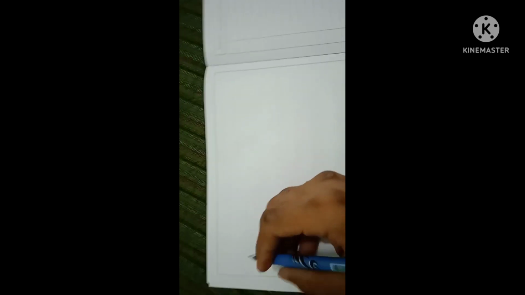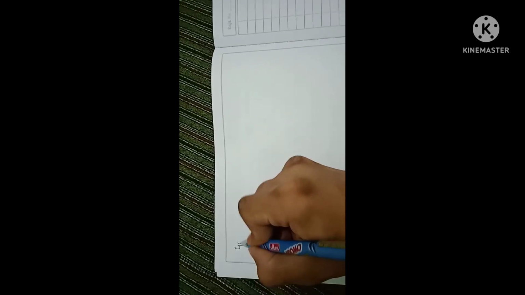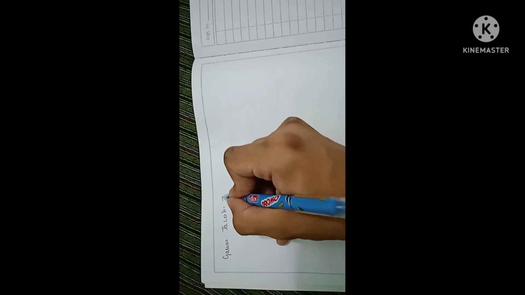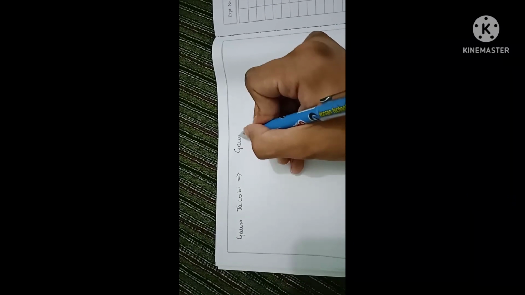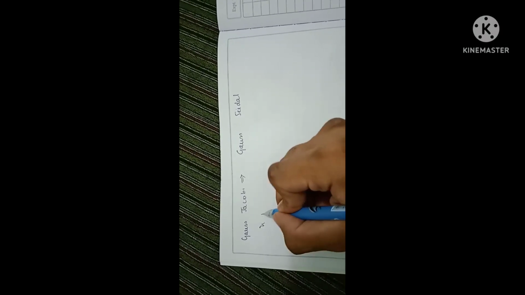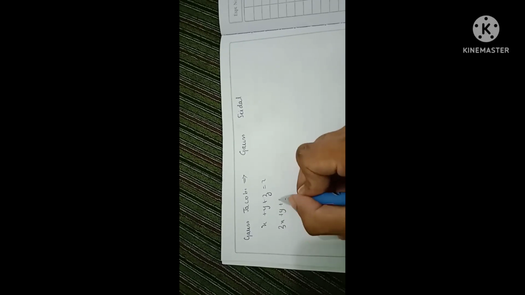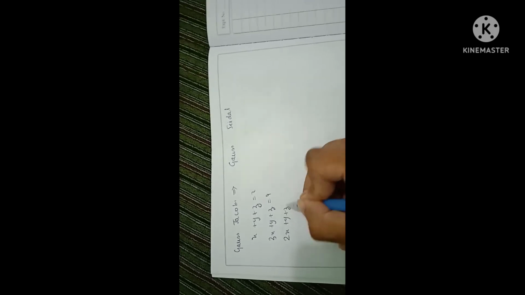Now we will see the Gauss Jacobi method. Gauss Jacobi and Gauss Seidel I will explain simultaneously. In this we have a system of equations: x plus y plus z is equal to 2, 3x plus y plus z is equal to 4, 2x plus y plus z is equal to 10.